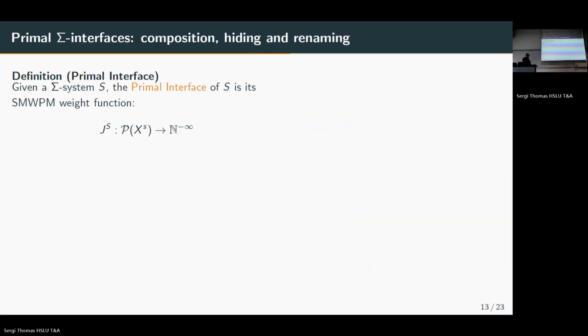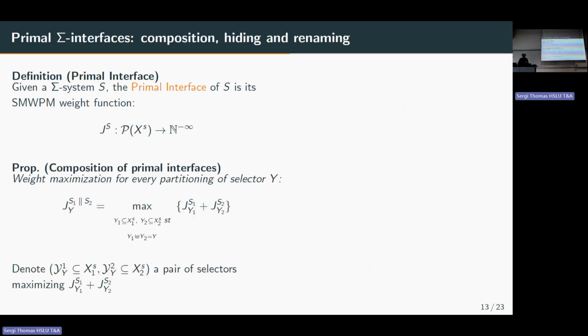So the concept of interface, the minimal information we have to carry across our model in order to solve the primal problem, is just the weight function that maps selectors to the maximum weight, taking minus infinity when there is no selected perfect matching for this selector.